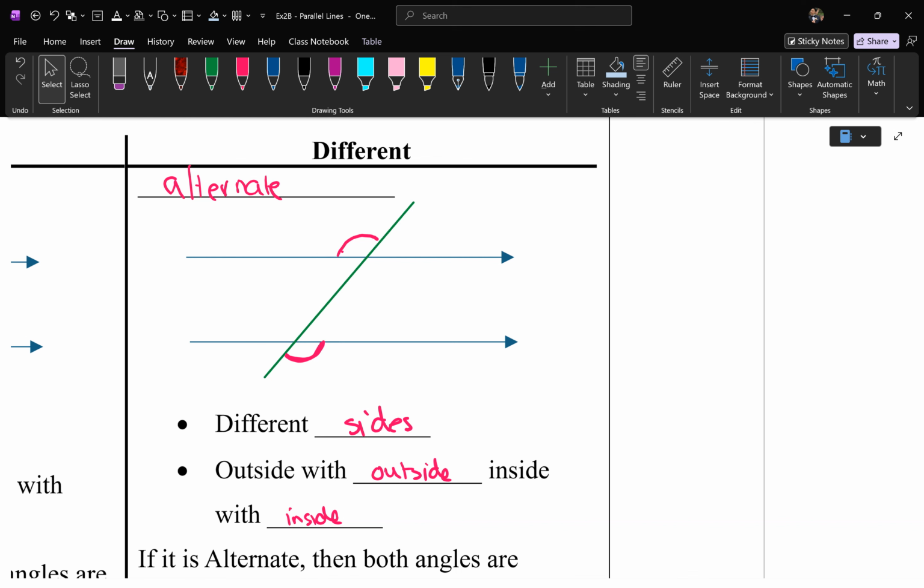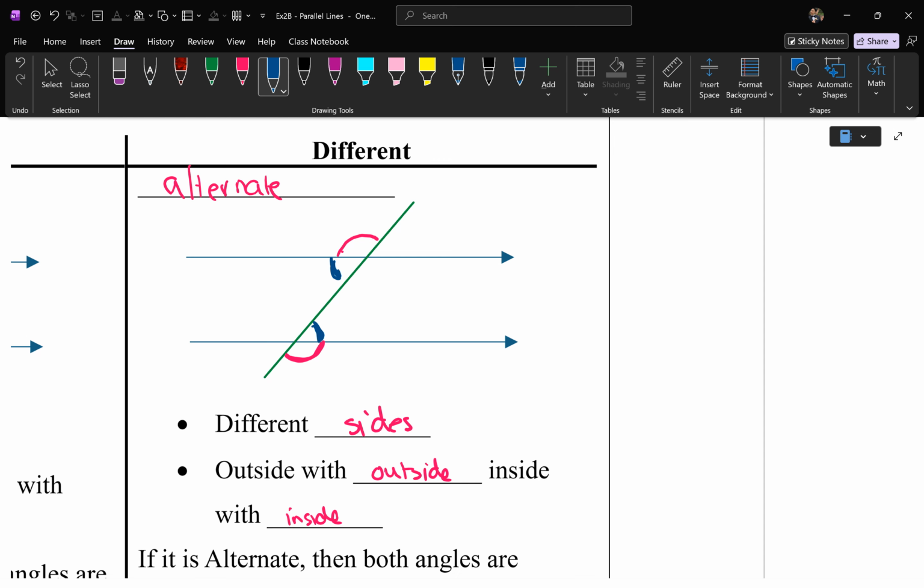Let's try another one. I'm going to pick another angle. Let's say I pick an inside one now. Let's pick this one. See that? That one I've done in blue. This one is on the left side and it's inside. So if I want it to be alternate, I have to do it inside and on the right side as well. So it has to be on the right side. These two in blue are alternate. Can you see that? That's alternate.